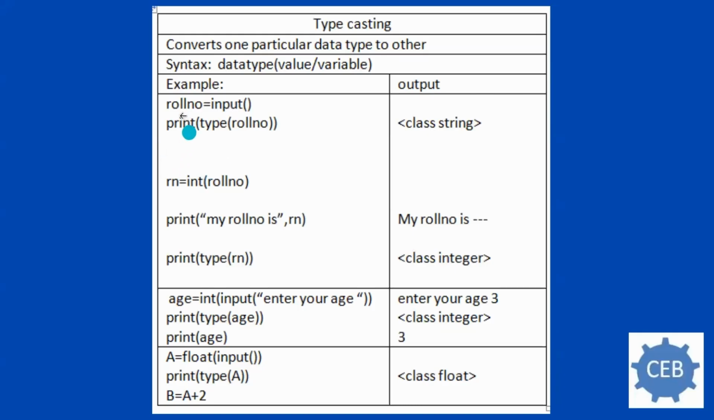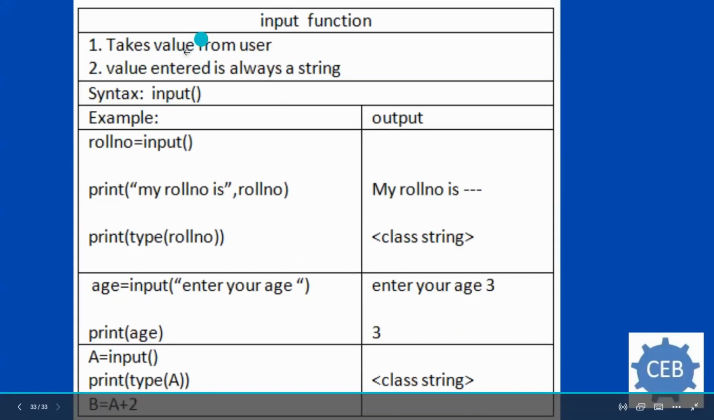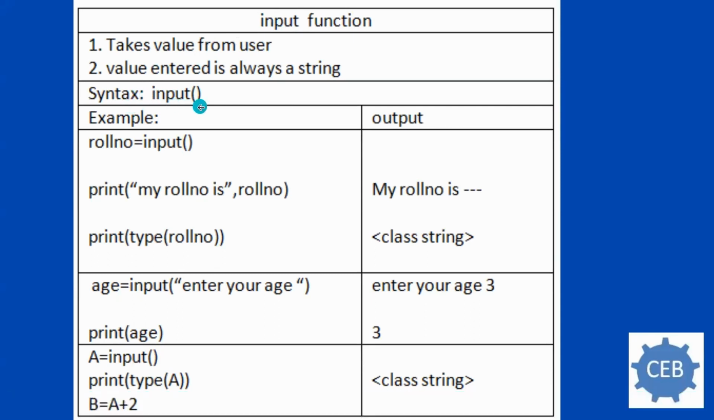These are the examples of how the roll number is created by using the input function. Now what is the input function? It will take the value from the user.